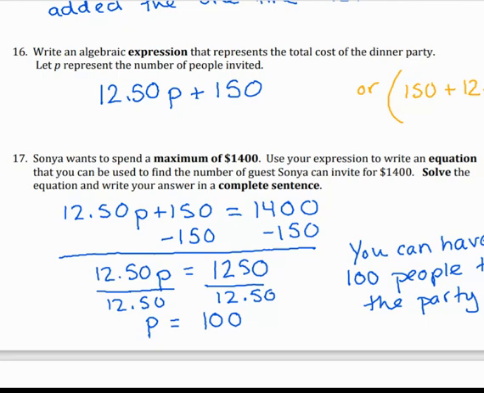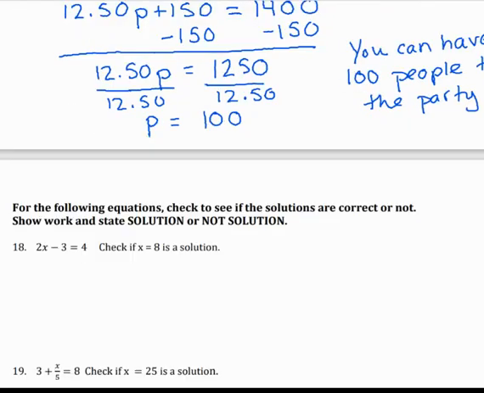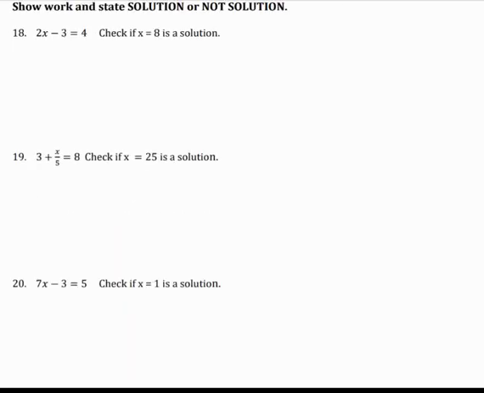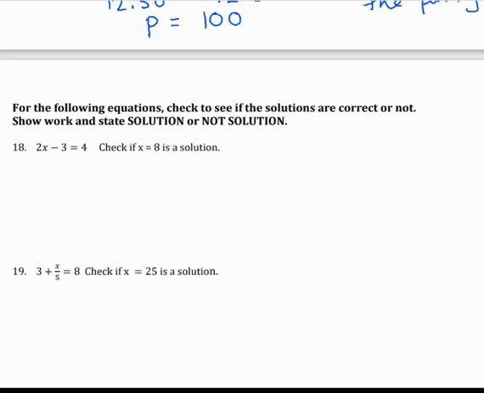Okay, so in the rest of the packet, you have, actually, let's do one more together. I didn't realize, I thought this was a different one. Let's do 18 together so that you understand this set of directions. I think most of you have done this before, but let's look at 18. It says, for the following, check to see if it's a solution, show your work, and then state whether it's a solution or not. They're giving us an equation of 2x minus 3 equals 4, and it's saying check if 8 is a solution.